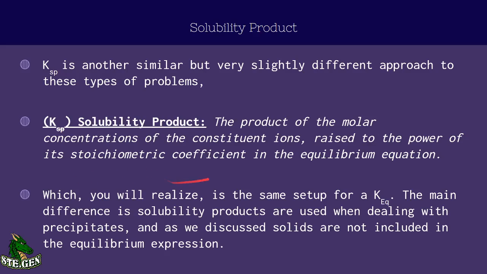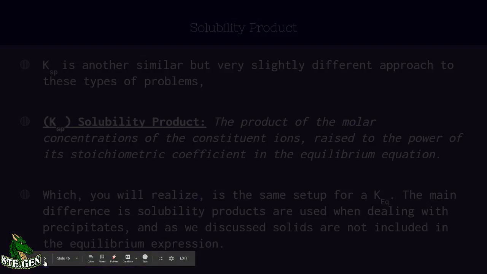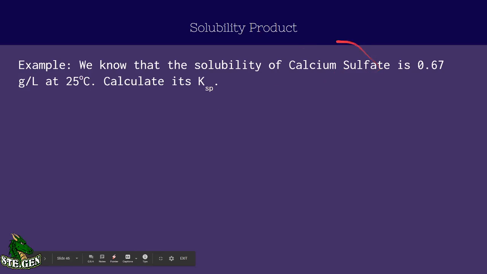The uses of Ksp problems are figuring out how much stuff can dissolve in a given amount. If you know a Ksp, you can in theory backtrack and calculate how many grams of a substance will dissolve in a certain amount of liquid. We could use this, for example, in our tea experiment that we used. The example we're going to do here, though, is for calcium sulfate.